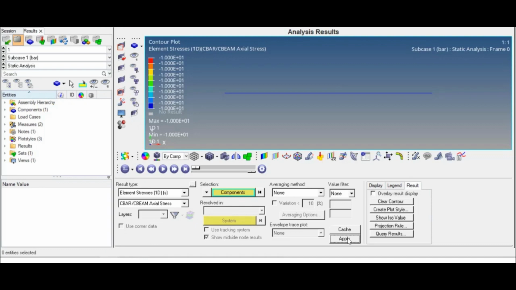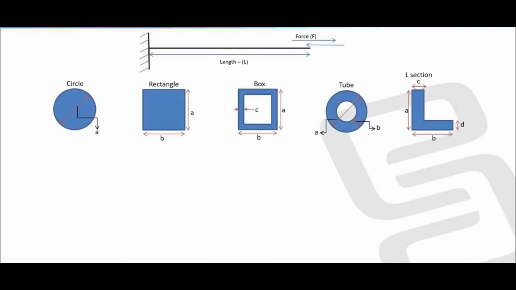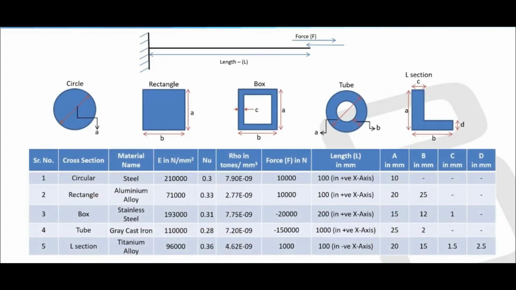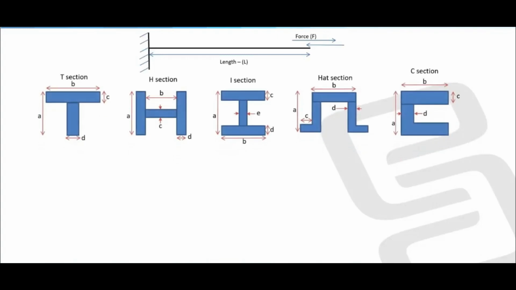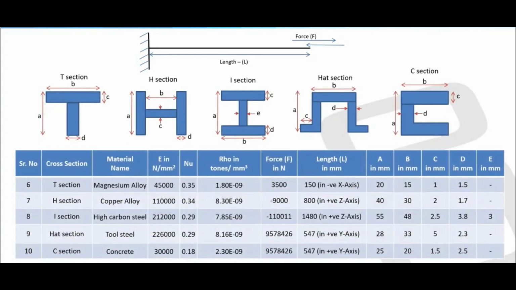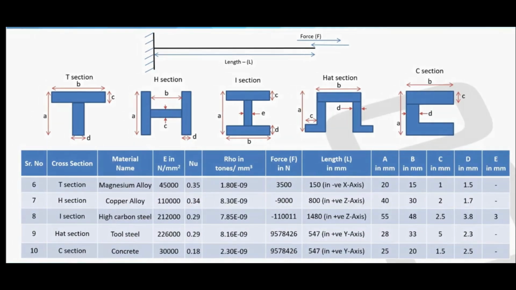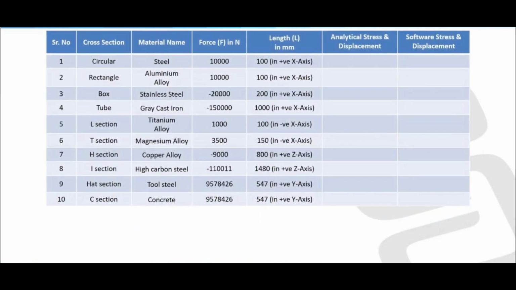So now let me show you the homework. So for homework, you will have to solve similar problem statement for different cross sections. All the inputs are given in this table. So these are the first 5 problem statements. Then you have some different cross sections and the rest of the 5 problem statements for a total of 10. Now once you solve all the 10 problem statements, also make sure that you calculate the stresses and displacements analytically so that you will be able to compare the results.